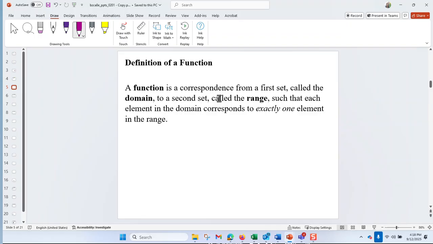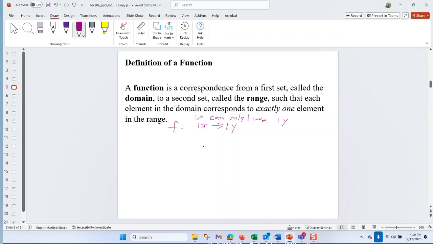A function is a correspondence from a first set called the domain to a second set called the range. If each element in the domain corresponds to exactly one element in the range, that is considered a function. Now the key concept starts coming up: for a function, one x can only have one y.